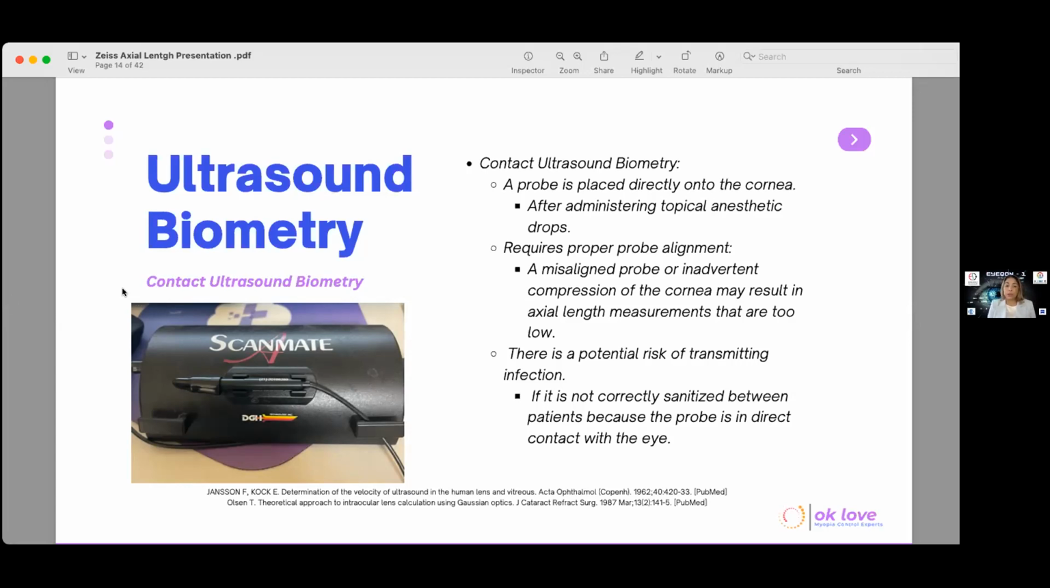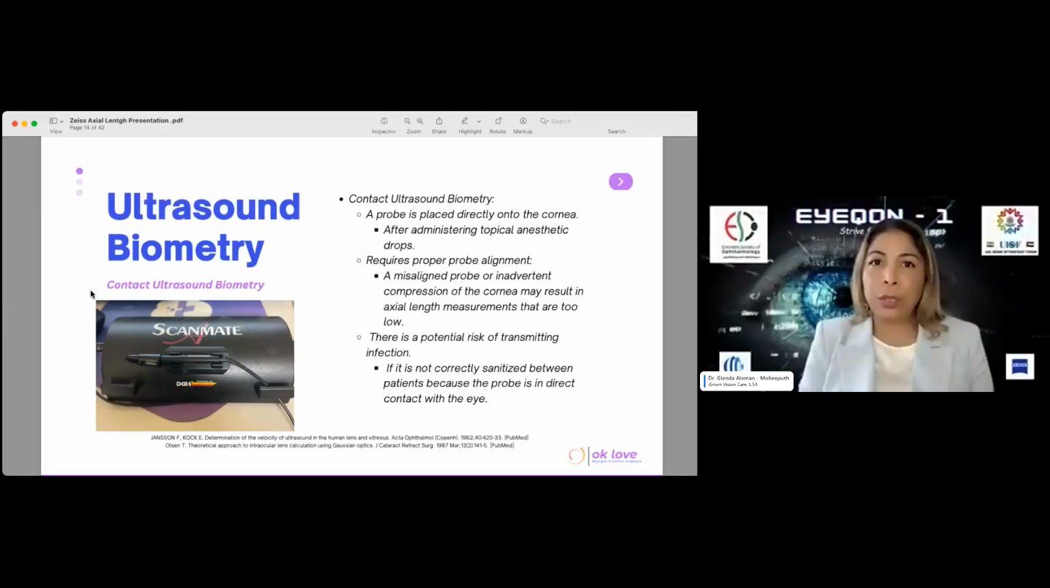Also, because we're not placing the probe directly onto the cornea, we minimize the chances of possible cross-contamination between patients. Between contact and non-contact ultrasound, the contact one is great. This is the one that I actually have in my office, but I do have an optical biometer now, because this one was the first one I got, since it's more accessible.